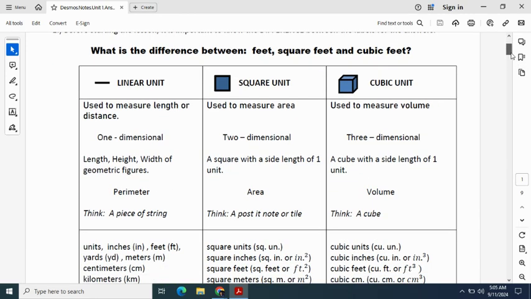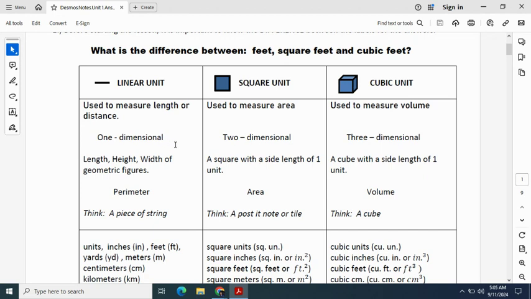So let's start off with a linear unit. When you see the word linear unit, I want you to think of, what do you hear? You hear a line. So a linear unit looks like a line, like this example here. When do we use linear unit? It's used to measure length or distance. Linear units, like a line, are one-dimensional.